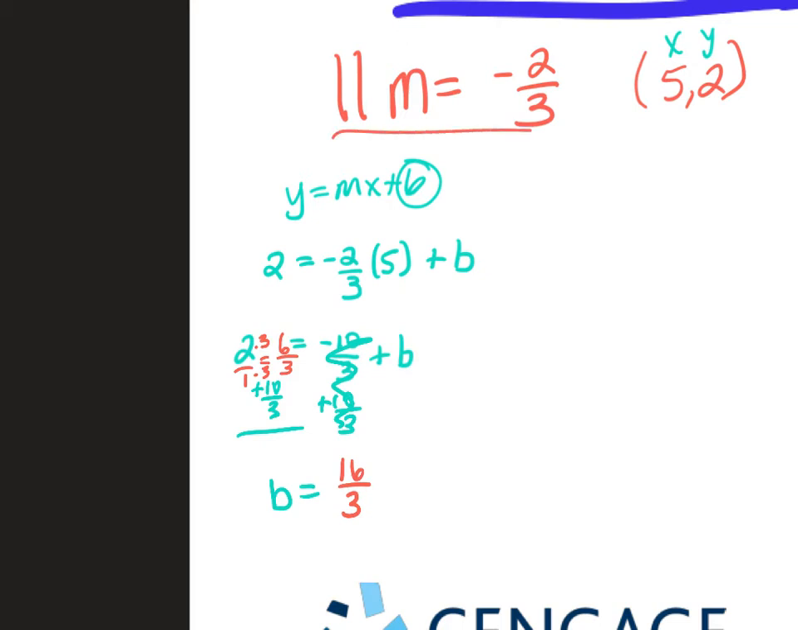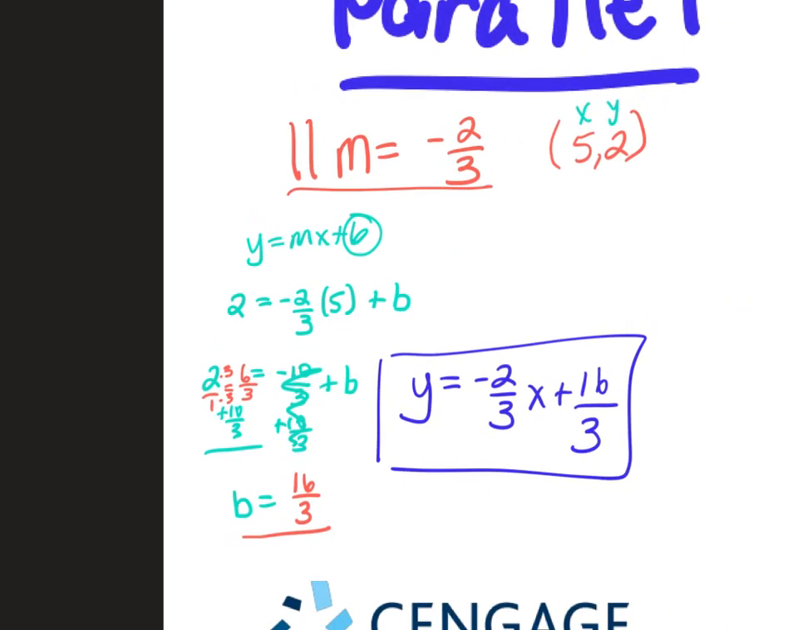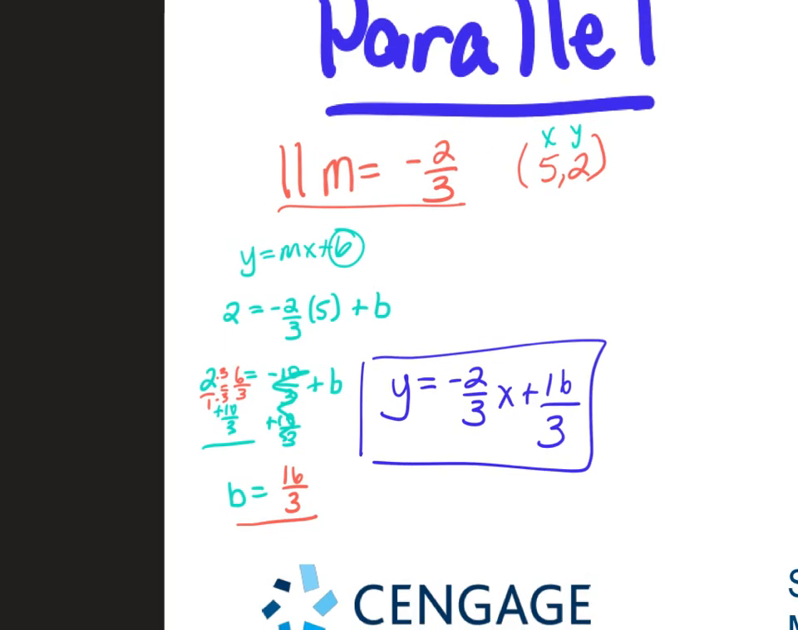So I know what my slope is, and I know what my b is. I can now write my equation of the line. Y equals negative 2/3 x plus 16 over 3. Find the slope, then use the point that they give you to find the y-intercept.